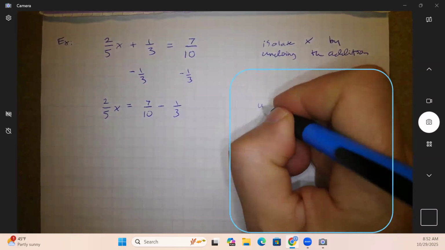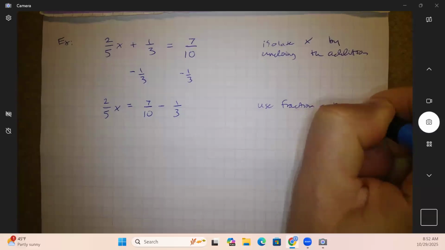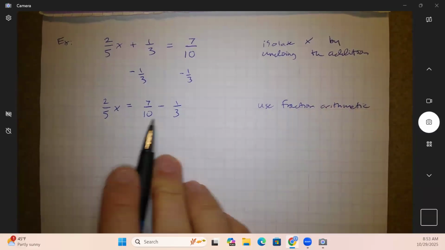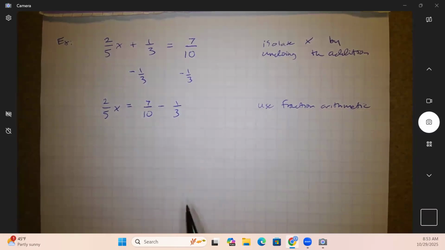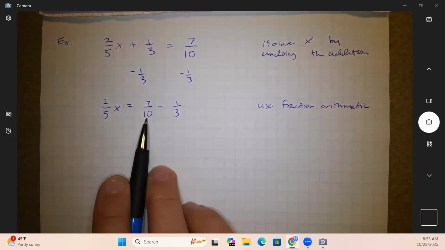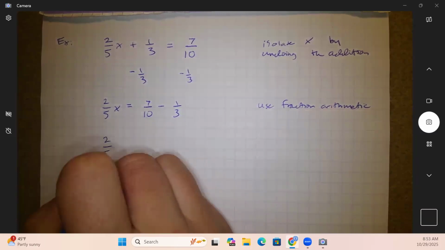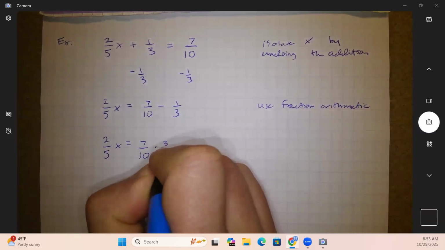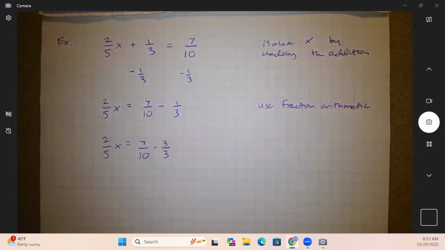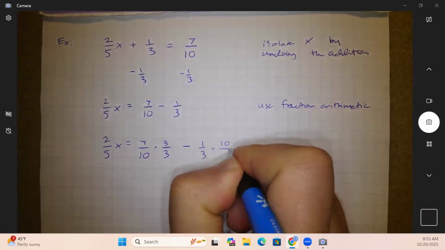And now we use fraction arithmetic to find a least common multiple of the denominators. In this case, I think it's going to be 30 because 10 is built from 2 and 5 and 3. They don't share primes. So to get to 30, my 7/10 is missing a 3. And to get to 30, my 1/3 is missing a 10.